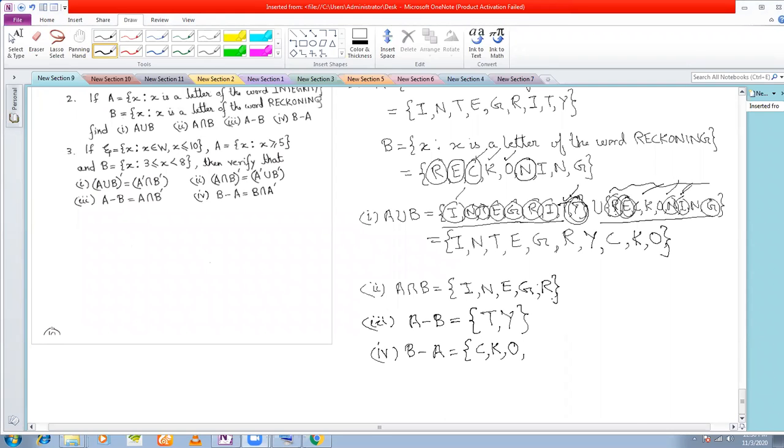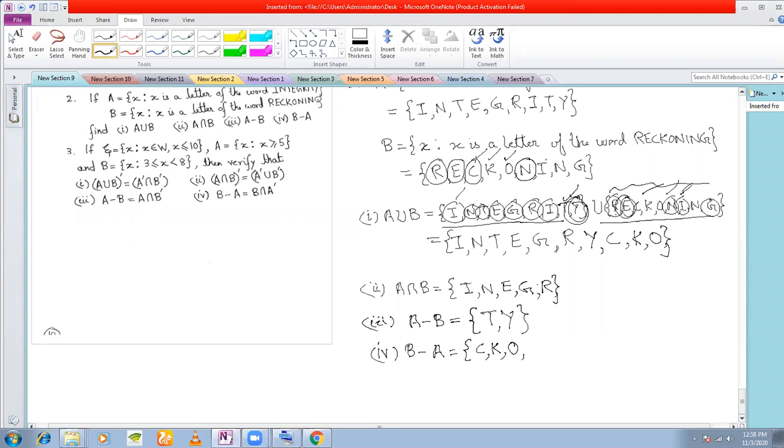Okay, so sir, N is there in B and N is also there in A. So that is why we skip N. Next, let us see I. I is there in B. It is also there in A. So we skip I also. Again, N is there in both. So that we have skipped already. Okay. And what about G? G is there in both. So we'll skip G also. So therefore, B minus A consists of only three elements, C, K, and O. Okay. So this was B minus A.